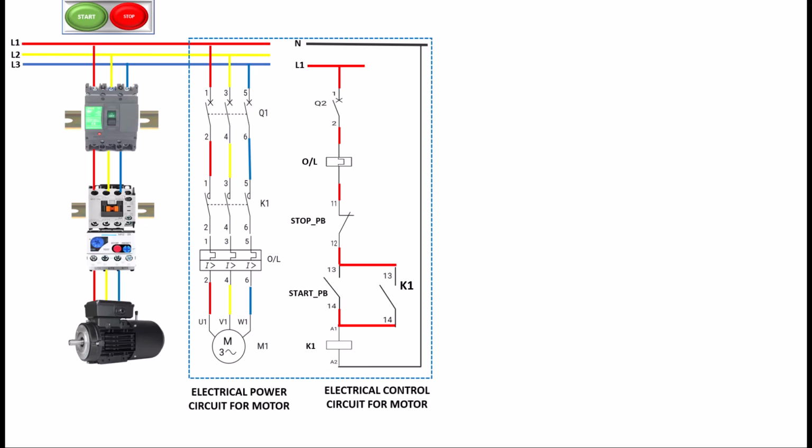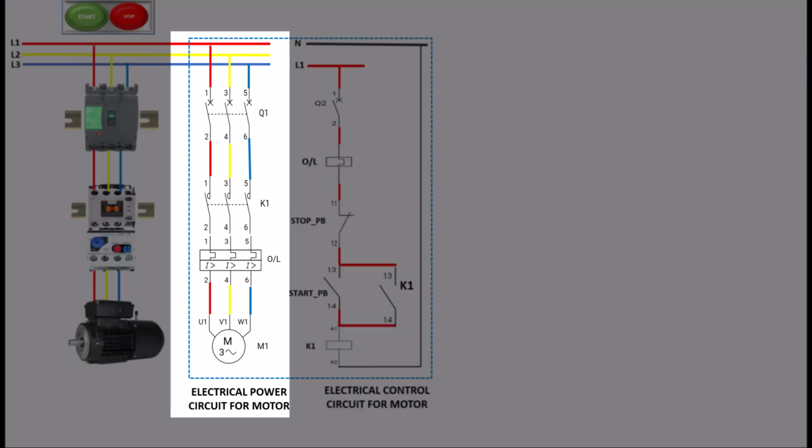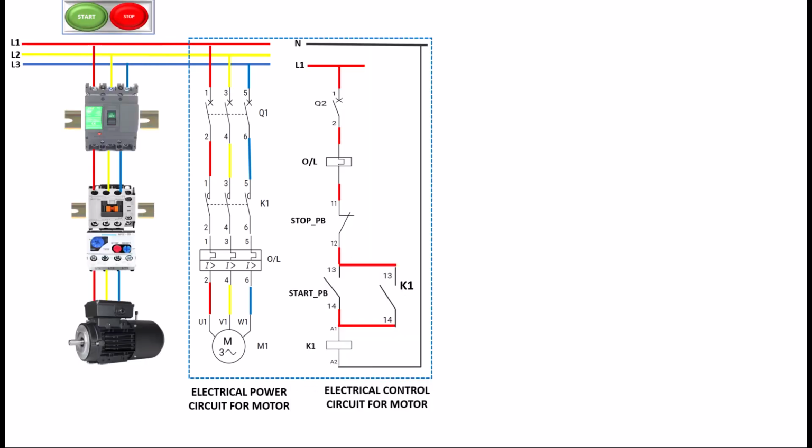Before we explore the further details of the drawing, I would like to explain the concepts of electrical circuits and control circuits to my students all over the world. This fundamental knowledge will enhance your understanding and clarify how these systems operate together. Let's begin with the electrical power circuit for the motor. This circuit consists of several key components that ensure the motor operates safely and efficiently.